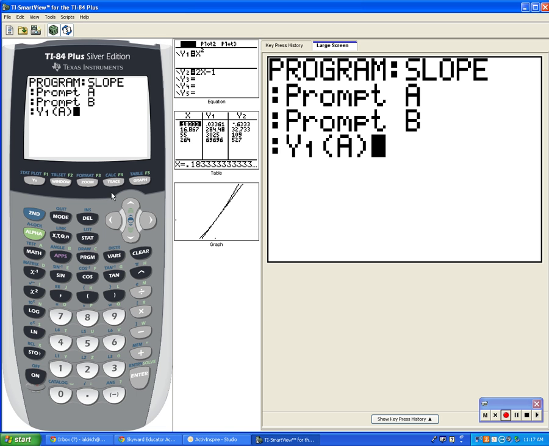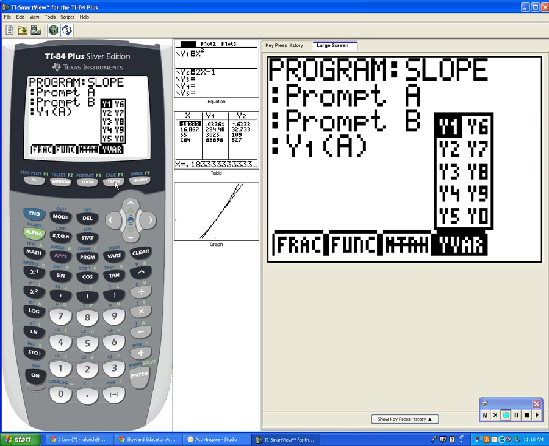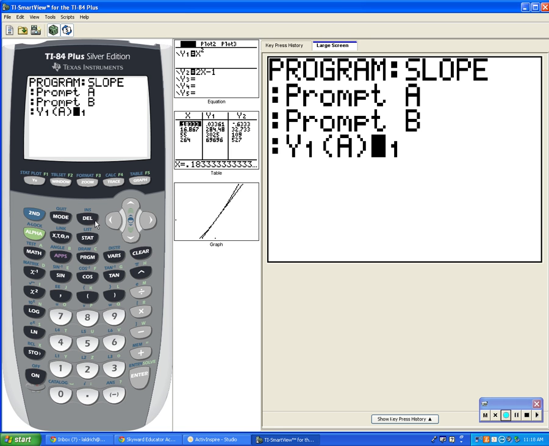If you do not get that menu there, I'll show you the other way in a second. We're going to take the value that the calculator gives us and store it. The store button is above the on button. Then alpha A, and you have to put the parentheses around it. I'm going to store that as C.